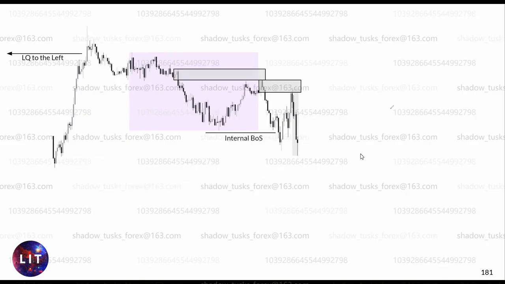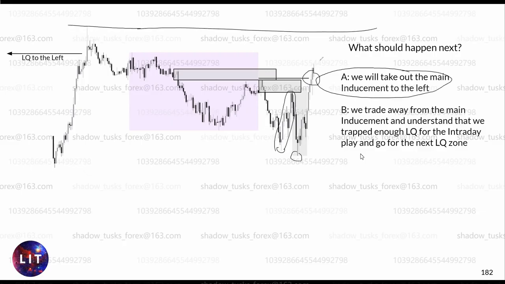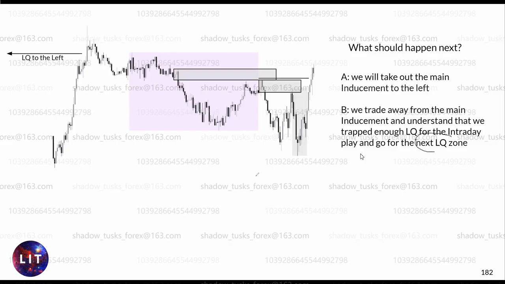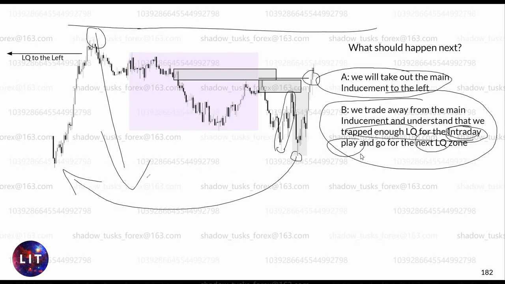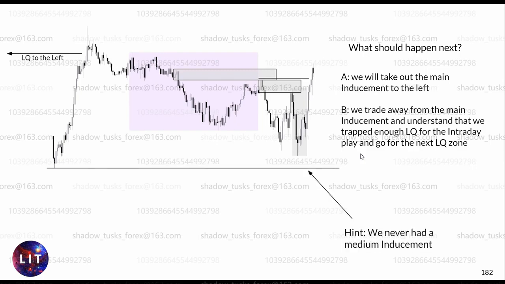Right? It becomes a little bit advanced, I know. So guess what? They're inducing high after the London trap, after minor cycling here. So the question now, what should happen next? A, we will take out the main inducement for whatever reason. Or B, we trade away from the main inducement and understand that we trapped enough liquidity for the intraday play and go for the next liquidity zone, which is obviously here.